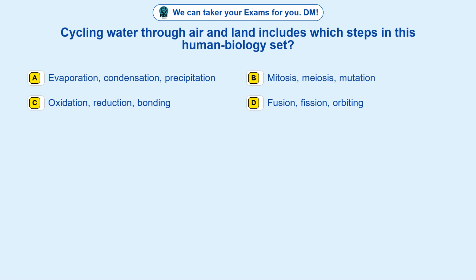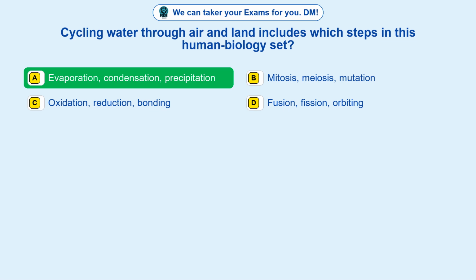Question 87. Cycling water through air and land includes which steps in this human biology set? Option A, evaporation, condensation, precipitation. Option B, mitosis, meiosis, mutation. Option C, oxidation, reduction, bonding. Option D, fusion, fission, orbiting. The correct answer is option A.